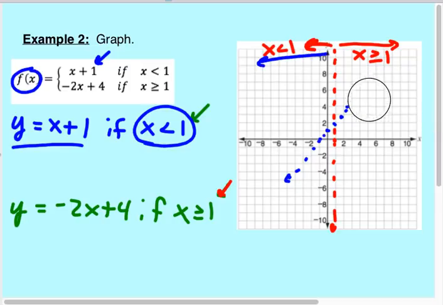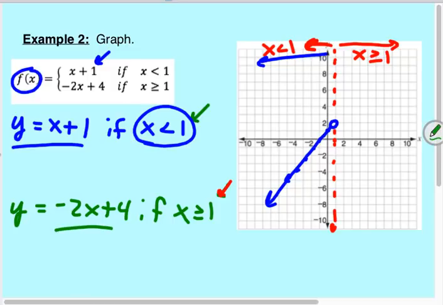So I am going to, right at where x equals 1, put a circle. And there's my first part of my piecewise function. Now, for the other one here, we'll graph that in green.